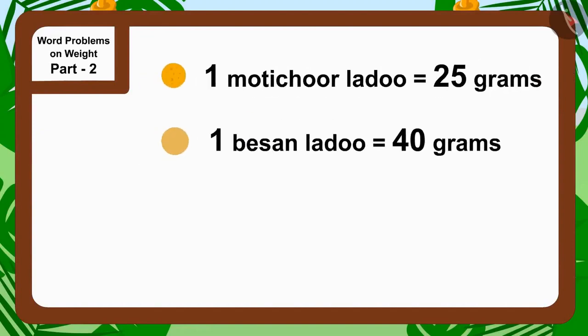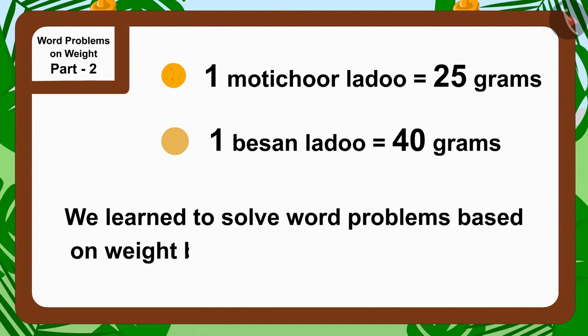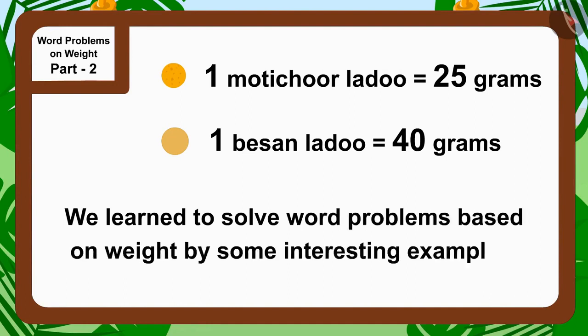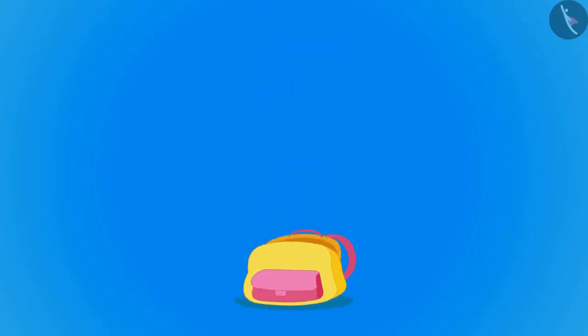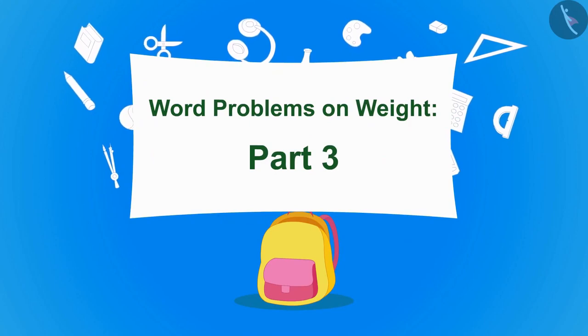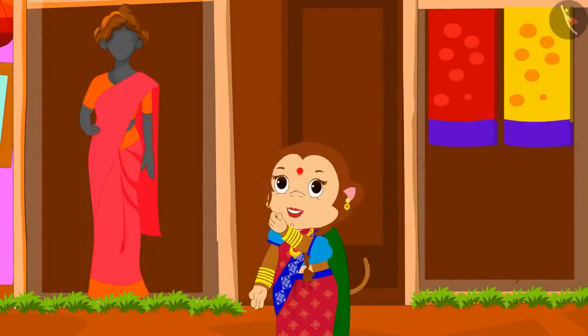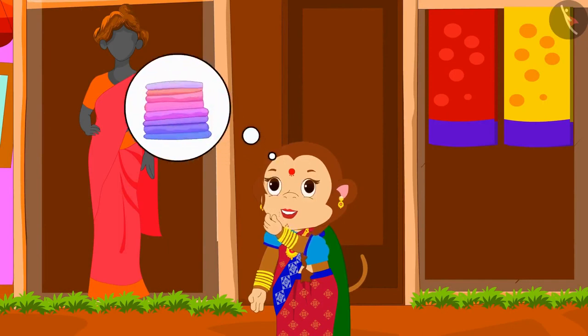Hello kids! In the previous video, we learned to solve word problems based on weight by some interesting examples. In this video, we will see some more interesting examples related to this. Banno's designer saris have become famous worldwide. Banno is thinking that she will send her saris abroad through the airlines of Chappu Travels.